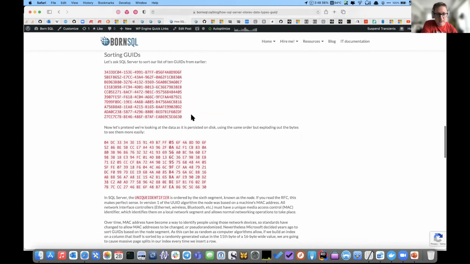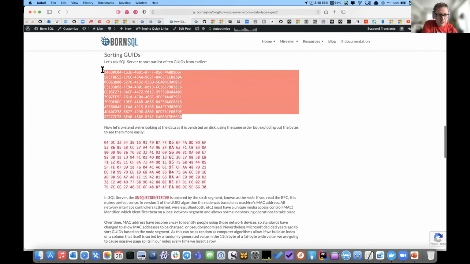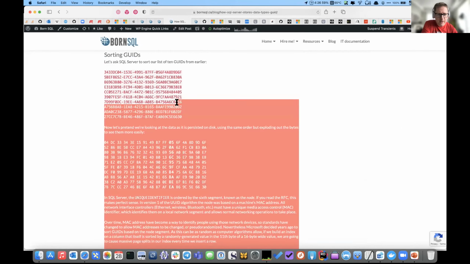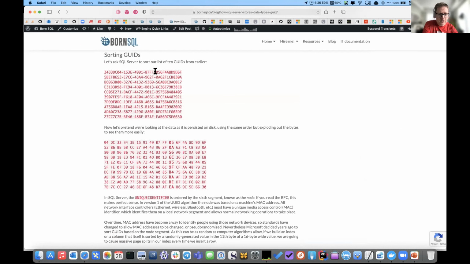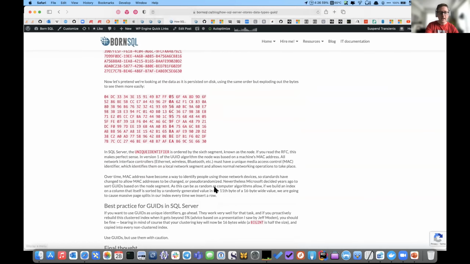Where are we at? If we have a whole bunch of GUIDs, here's a whole bunch of GUIDs, and we decide to sort them. I'm going to make this bigger, don't worry about it. It's going to sort on the node, which is the final value here. So on disk, this is the sort order right here, this section in bold, which is the node. Everything else before that is not sorted. It's just this part that's sorted on disk.